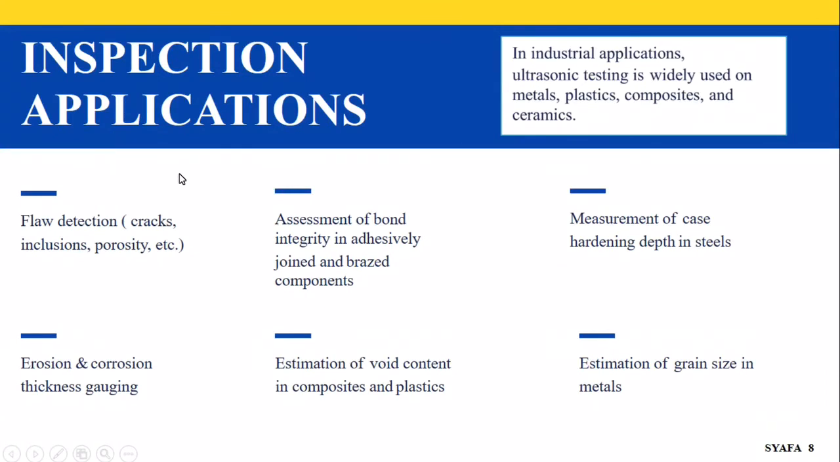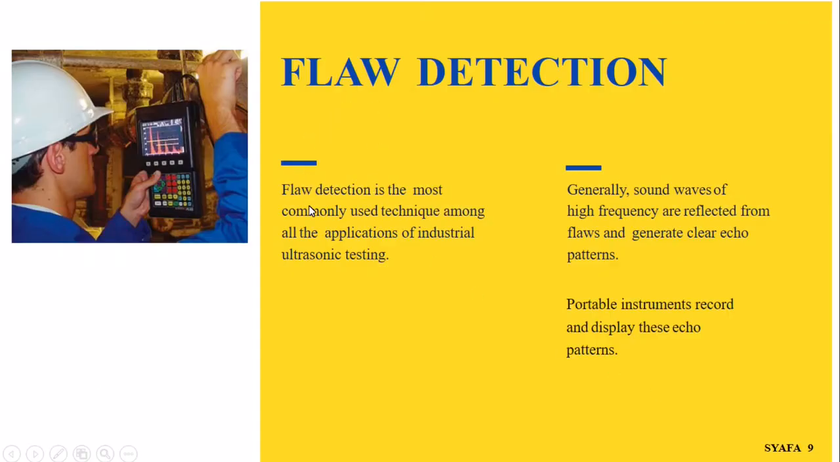These are some of the inspection applications. First, flaw detection, erosion and corrosion thickness gauging, assessment of bond integrity in adhesive joints and welded components, estimation of void content in composite and plastic, measurement of case hardening depth in steel, and estimation of grain size in metal. Flaw detection is the most commonly used technique among all the applications of industrial ultrasonic testing. Generally, sound waves of high frequency are reflected from flaws and generate clear echo patterns. Portable instruments record and display these echo patterns.